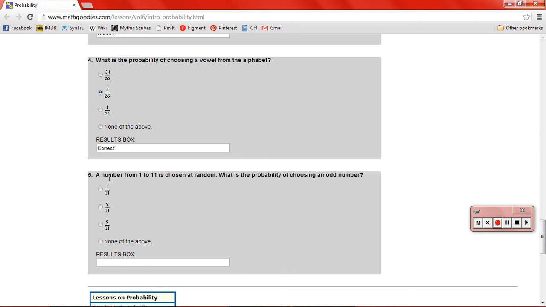And lastly, a number from 1 to 11 is chosen at random. What is the probability of choosing an odd number? So numbers 1 through 11, we have odd numbers 1, 3, 5, 7, 9, and 11. That's 6 out of 11 total numbers.